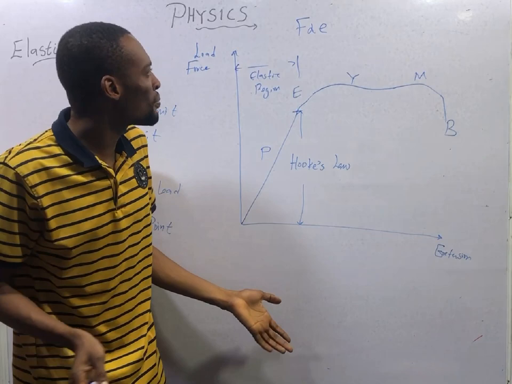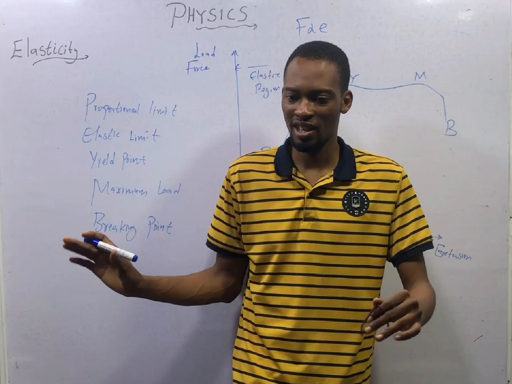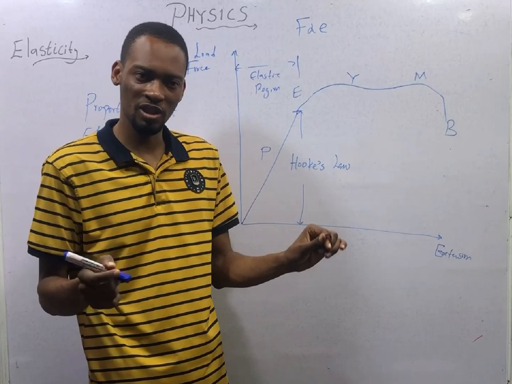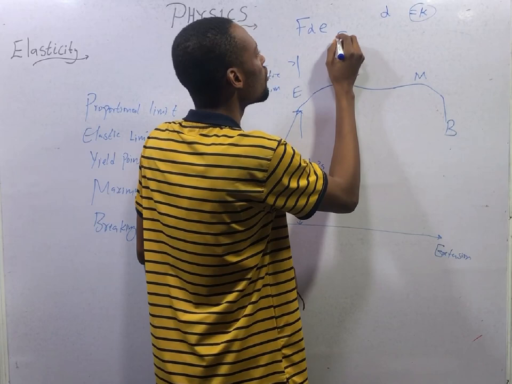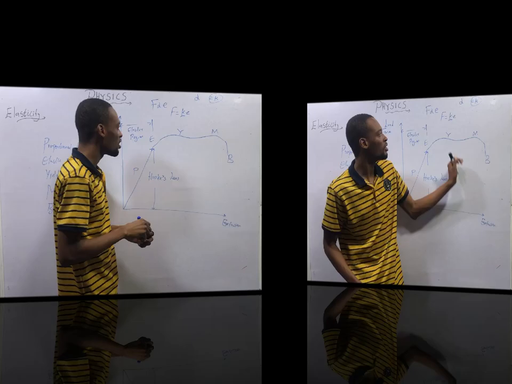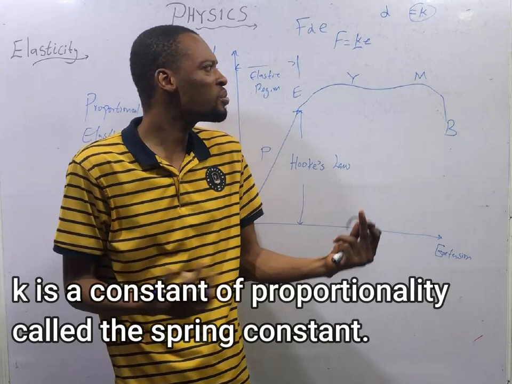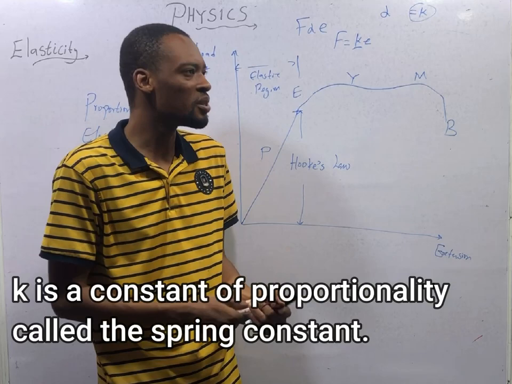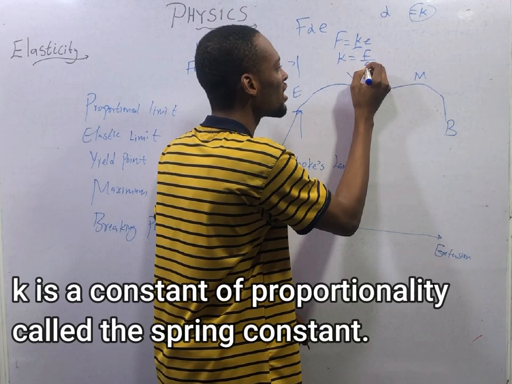And in mathematics, we don't solve with a proportionality sign. We solve with an equality sign. So, to convert the proportionality sign to an equality sign, we introduce a constant. So force equals k times e, where k is the constant. This constant is the force required to give a unit extension. Elastic constant is the force required to give a unit extension, which means the constant k equals force over extension.